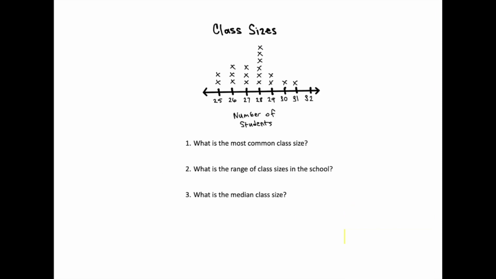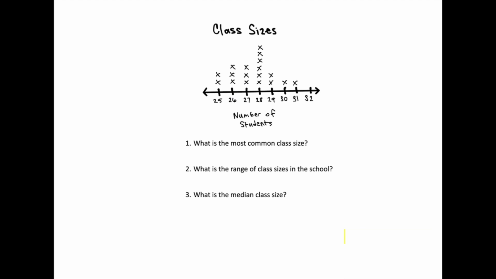Let's move on to a line plot. A line plot can be defined as a graph that displays data as points or X's above a number line, showing the frequency of each value. It is also a great way to see distribution of data. This line graph shows class sizes and the number of times each class size occurs.